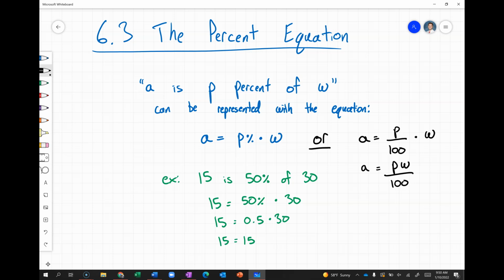And I've also written this other form of the equation, right? Percent means out of 100. So if we look at this form of the equation, that would be A equals P over 100 times W, which could be simplified to A equals P times W divided by 100. So I want you to see that because you may get confused by this form, the A equals P percent times W. So I wanted you to see that you're also able to use A equals PW divided by 100.